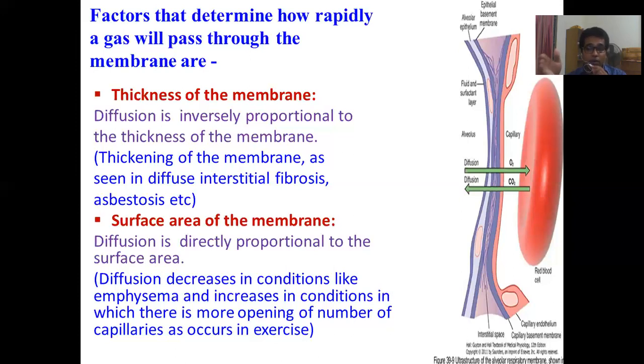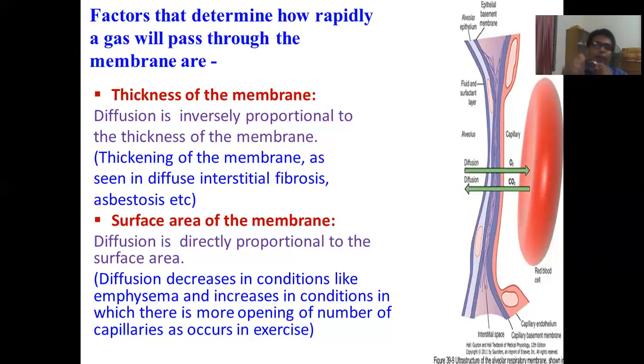I have already explained that during exercise, some of the capillaries in the apical region that remain collapsed in the normal resting condition open up. During exercise, when the cardiac output increases, that will increase the capillary pressure, and when this capillary pressure becomes higher than the alveolar air pressure, this capillary will open and establish the perfusion, and that will increase the surface area of the membrane.